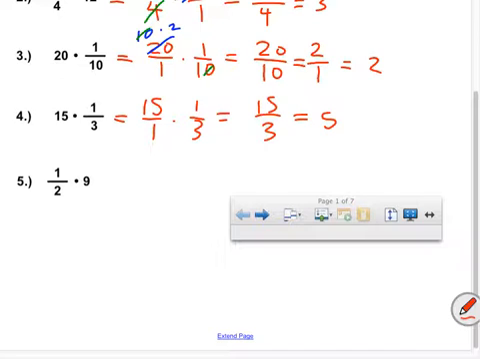5. Very good. Okay, some of you guys may have cross-canceled. If you did, you might have recognized that 15 is the same as 5 times 3, and that your 3s would then cancel, leaving you with 5 over 1, which is just 5. Okay? Joel, can you do the last one?